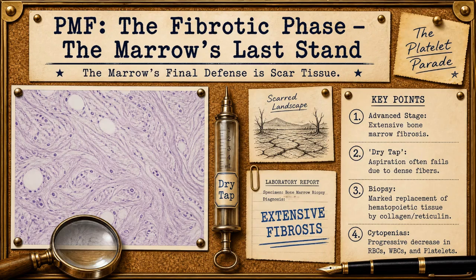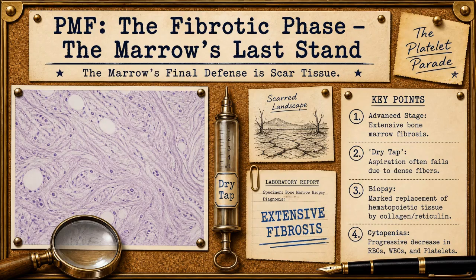Your reticulin and trichrome stains will light up like a Christmas tree, showing a dense, interwoven network of fibers that has essentially choked out the blood-forming cells. It's a dramatic and unmistakable picture. Amidst this fibrotic wasteland, you might still find some pockets of activity. These are often referred to as hematopoietic islands.